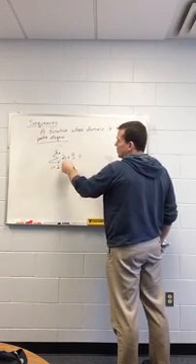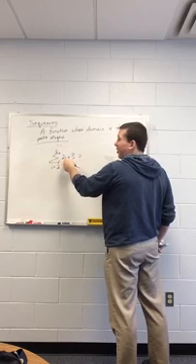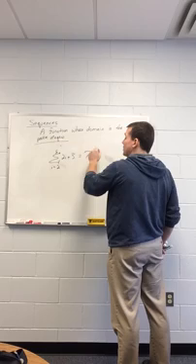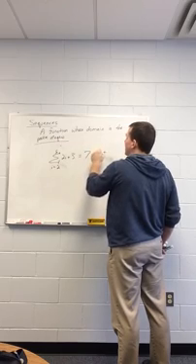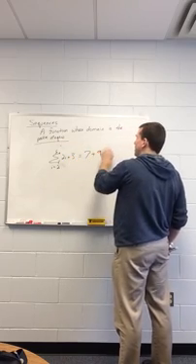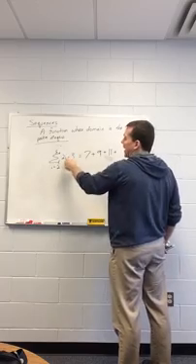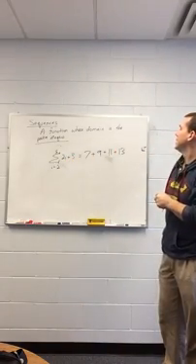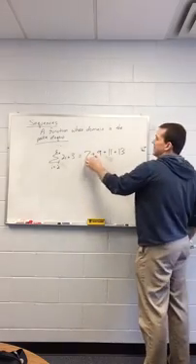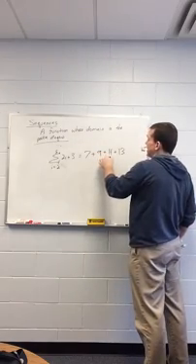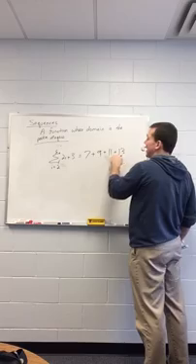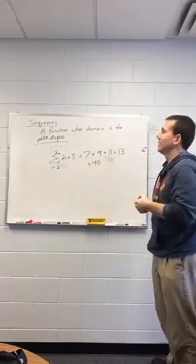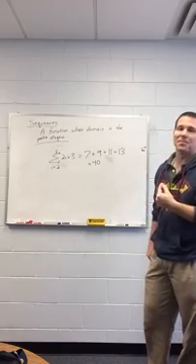If I plug in 2, 2 times 2 is 4 plus 3, 7. Plug in 3, 2 times 3 is 6 plus 3, 9. Plug in 4, 2 times 4 is 8 plus 3, 11. Plug in 5, 2 times 5 is 10 plus 3, 13. Now just add those up. 7 and 9 is 16, 16 and 13 is 29, and 11, I think that's 40 if my quick math is correct. And that's my sum right there.